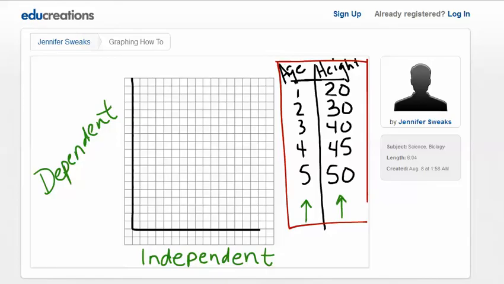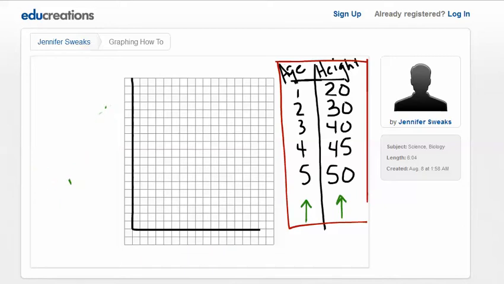Now when you're making a graph, you have to label those axes appropriately. So since age is our independent, it will go here. Now, is that age in months, age in days, or age in years, minutes? What is it? So you have to be very careful that you don't forget to include your units of measure. For this example, we'll say it's age in years.